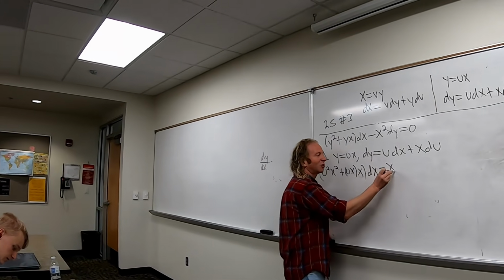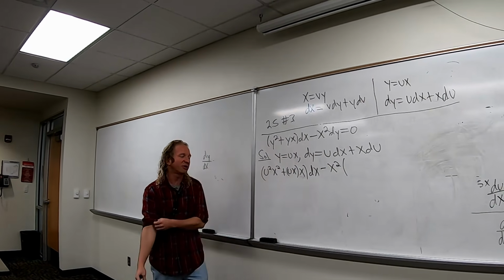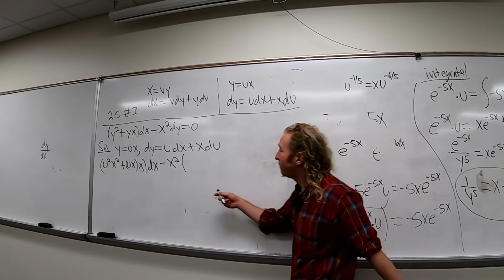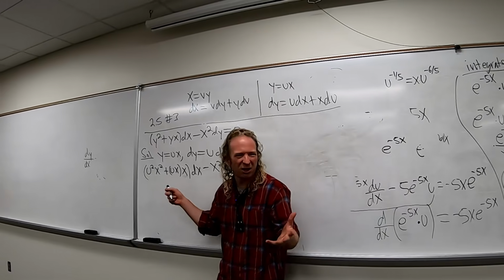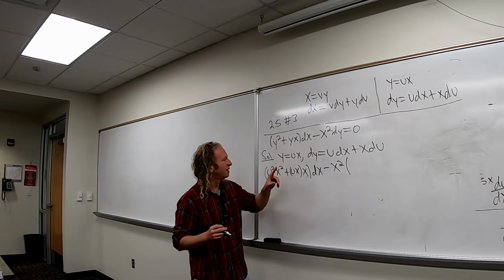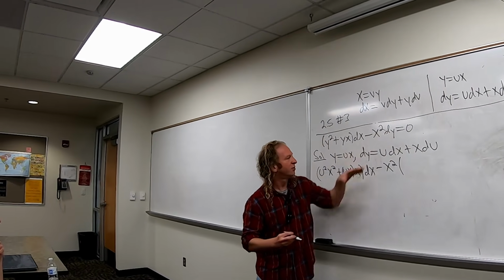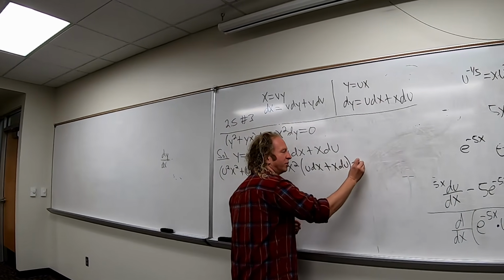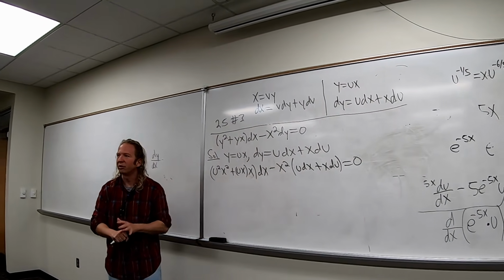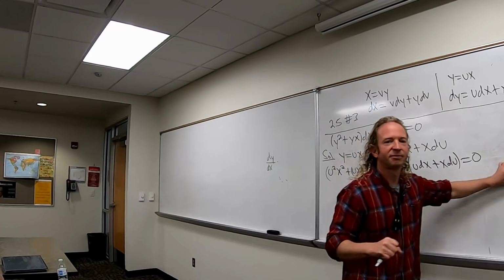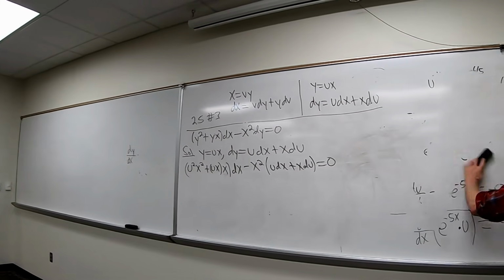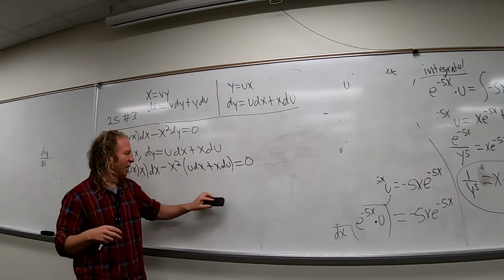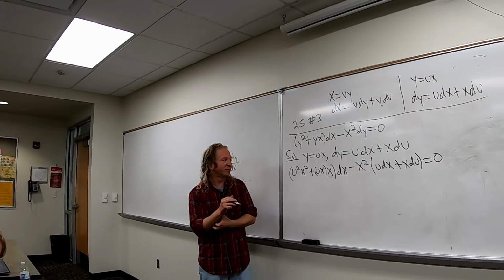Minus x squared. I think these are the hardest ones on the first test, the homogeneous. If you mess up here, you'll get it wrong, right? And then dy is right here, so it'll be u dx plus x du. And that's equal to 0. So right now we're just plugging stuff in, and then it becomes separable. After you do this, it becomes a separable differential equation.